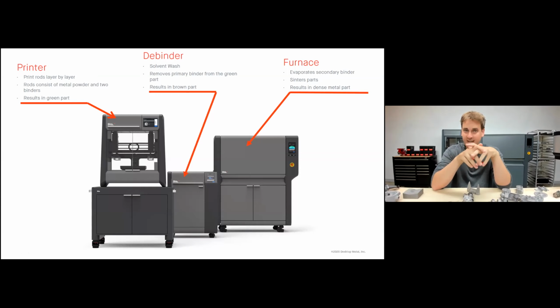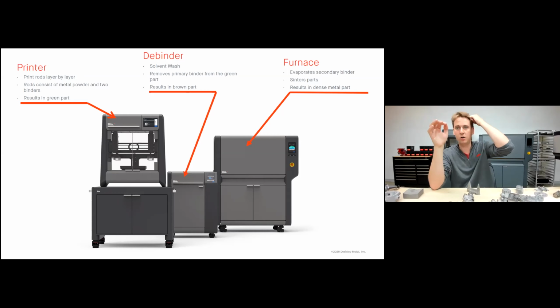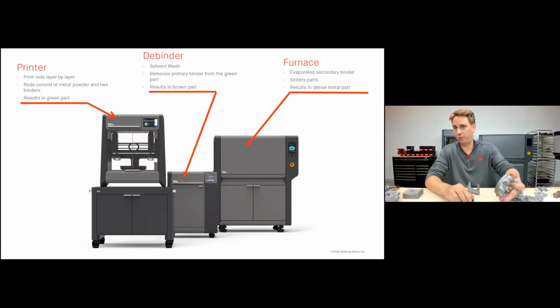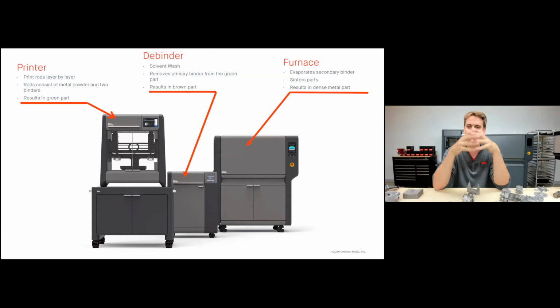In the debinder, it's that solvent wash. It's going to remove that primary binder from the green part, and we're going to result in what we call a brown part. So it still has the secondary binder in there to hold the part together, but we've removed most of the binder out of that part. In the furnace, we're going to evaporate all of that secondary binder, leaving no binder left behind in the part. We're going to sinter our part to a strong, dense metal part like you're seeing here. Diffusion is going to happen, and our metal particles are actually going to bond together, resulting in a dense metal part.